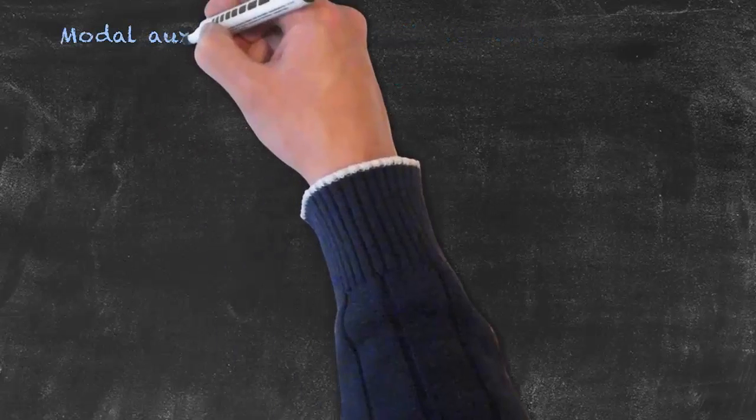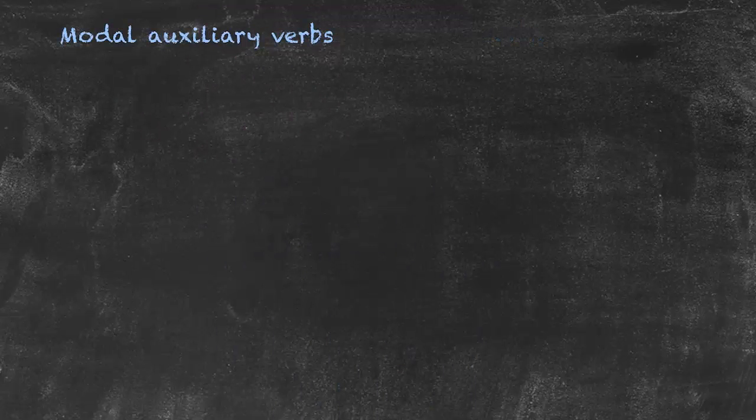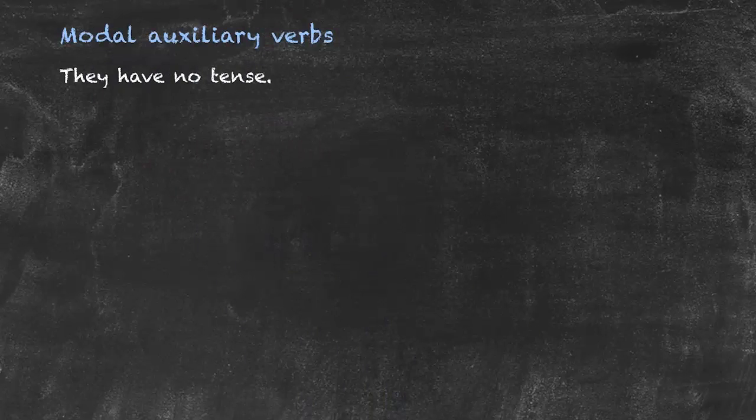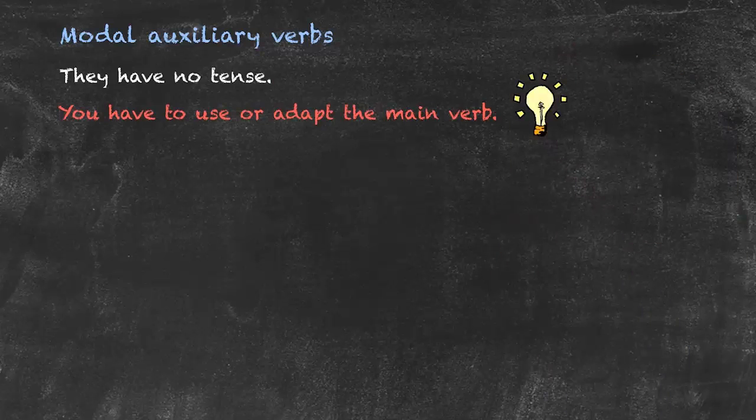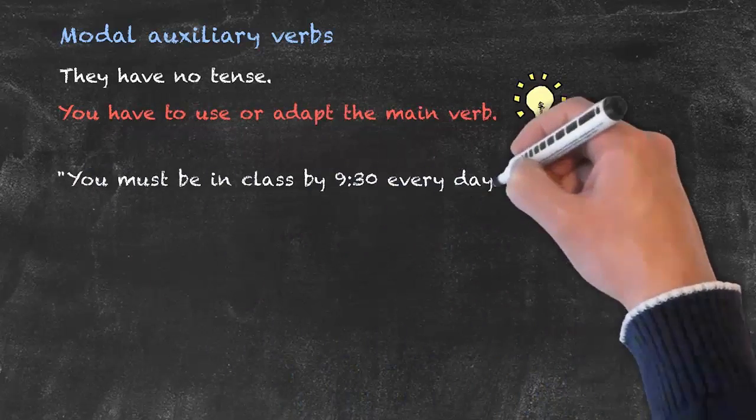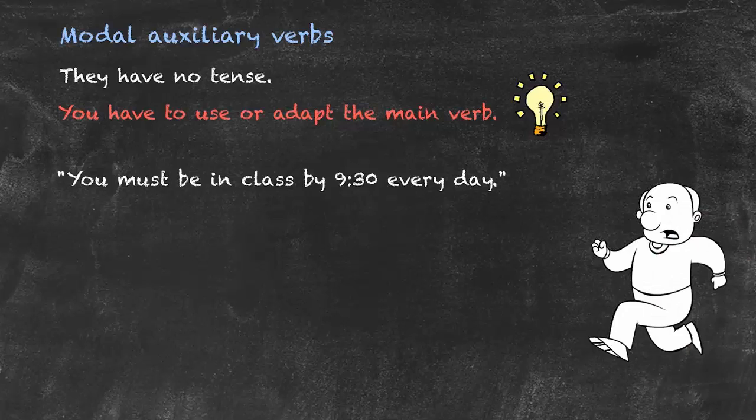What students find difficult to grasp is that modal auxiliary verbs have no tense. To express tense or time, bearing in mind that they are not the same thing, you have to use or adapt the main verb. Some modals can't be used to talk about the past or the future. Let's have a look at this sentence. You must be in class by 9:30 every day. That's an obligation for something that you need to do regularly.